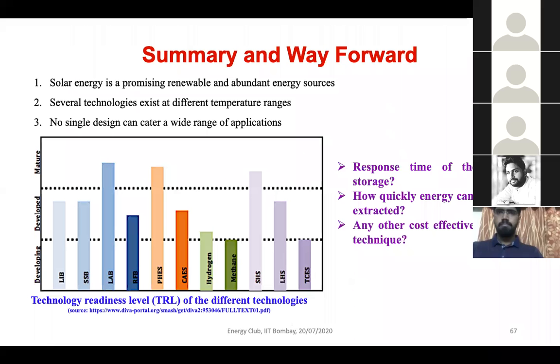In a very broad way, the summary is that we can use solar energy for our country, but we need to develop certain technologies, and we have to understand that each is applicable to a specific temperature range. So one design cannot be used for the whole temperature range.